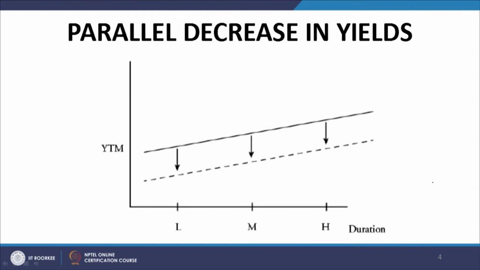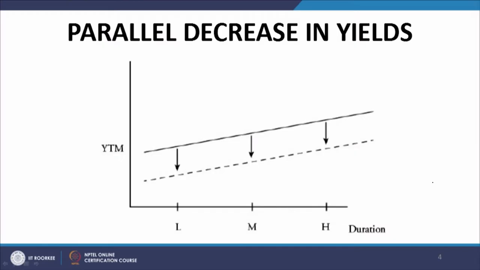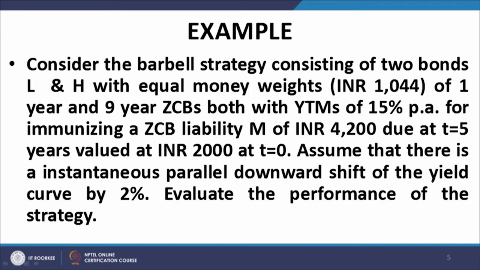And this is the pictorial representation of a parallel decrease in yields. We have this medium M representing the liability, this bullet liability, and we have L and H, the low maturity bond and the high maturity bond comprising the assets which are doing the immunization work. I repeat, the durations of the combination are exactly matched, and the convexity of the barbell is higher than the convexity of the bullet liability. Let us do an example now.